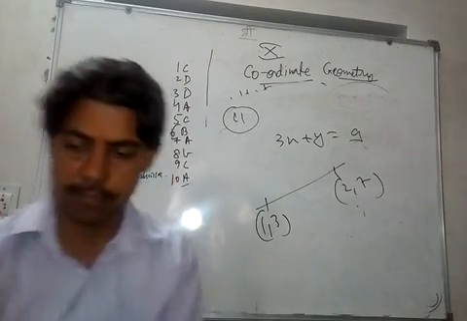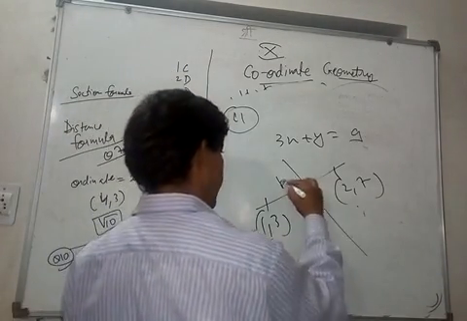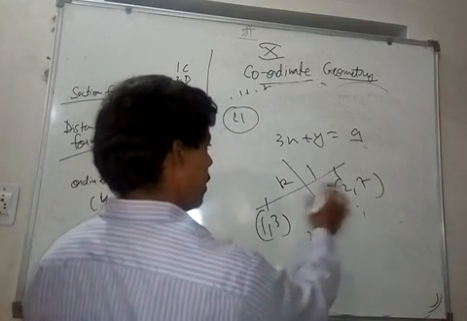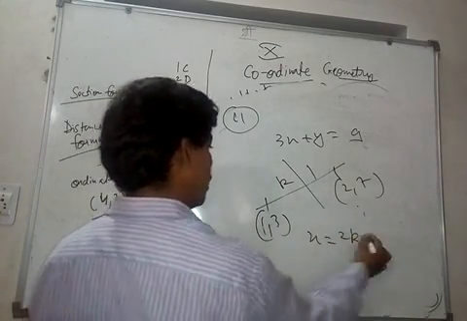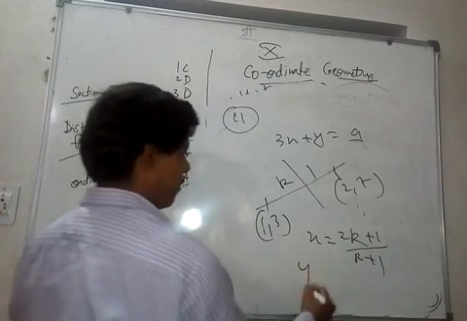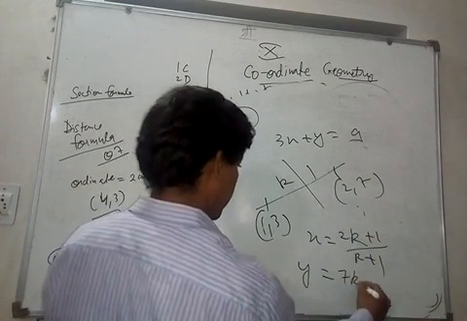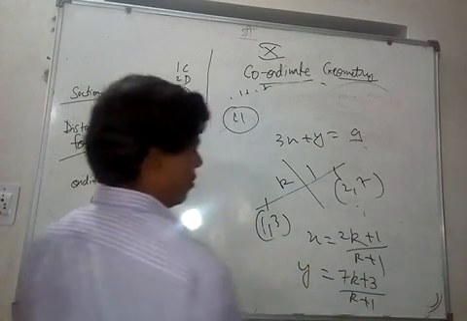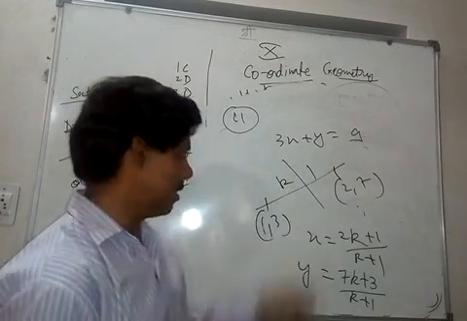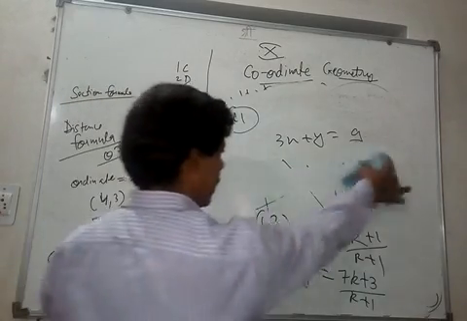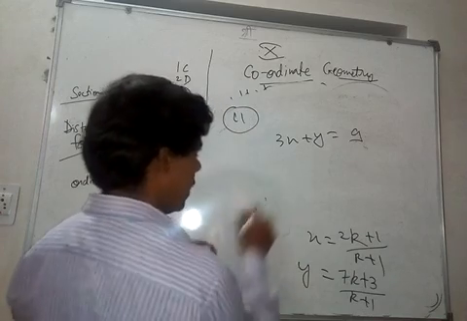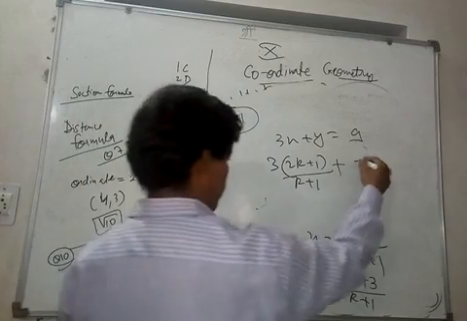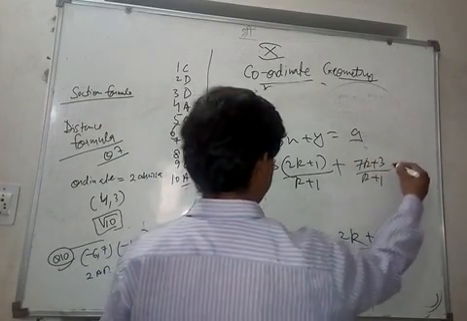So again, for this one, you will take the ratio as k:1. So x you will write like this: the x coordinate will be 2k plus 1 upon k plus 1, and y will be 7k plus 1 into 3, 3, this one, upon k plus 1. Once you get the value of x and y, substitute them in the original equation, and you will get the value of k. So you will get 3 into 2k plus 1 upon k plus 1 plus 7k plus 3 upon k plus 1 is equal to 9.